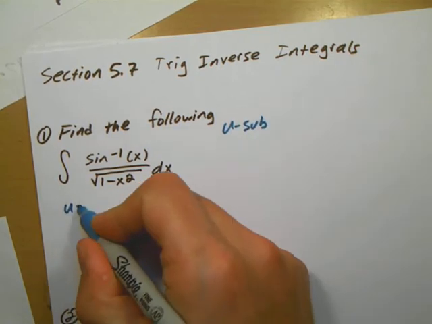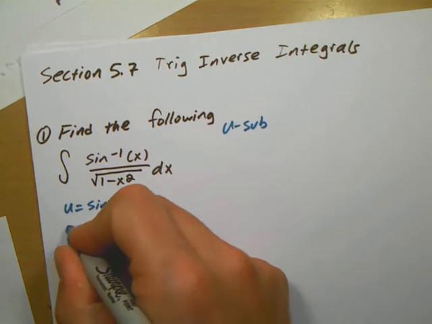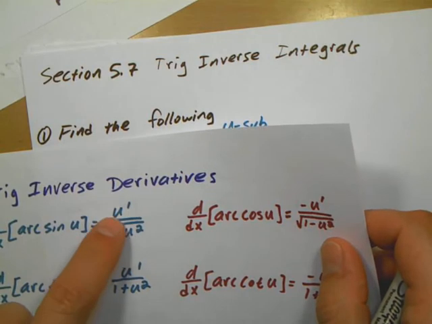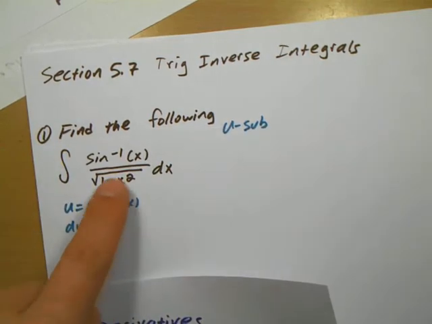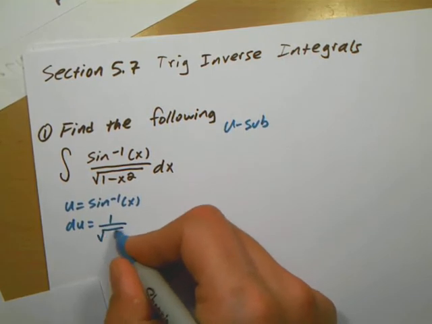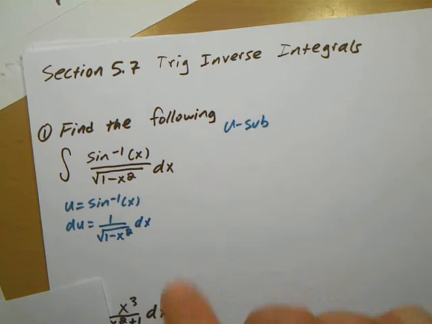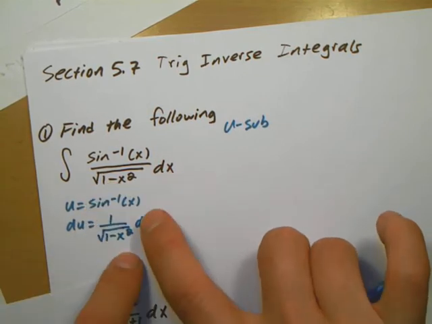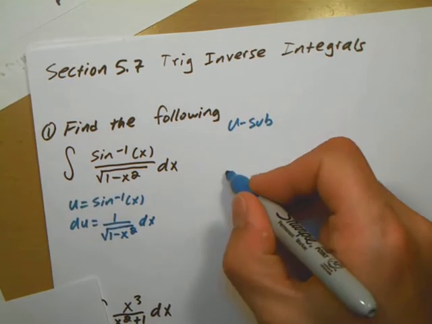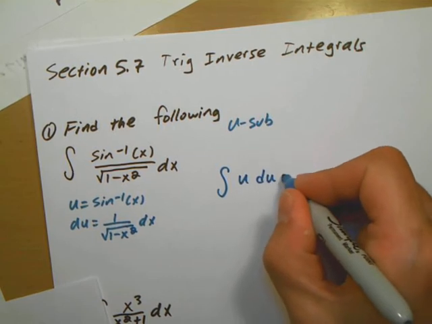I'm going to let U equal the sine inverse of x, because the derivative of arcsine is, well, basically the U prime is just going to be the derivative of x, which is 1, so it's going to be 1 over square root of 1 minus x squared dx. So this aspect of it takes care of the du, and then u is going to be the numerator. So the rewrite portion of it is going to be a u and then du.